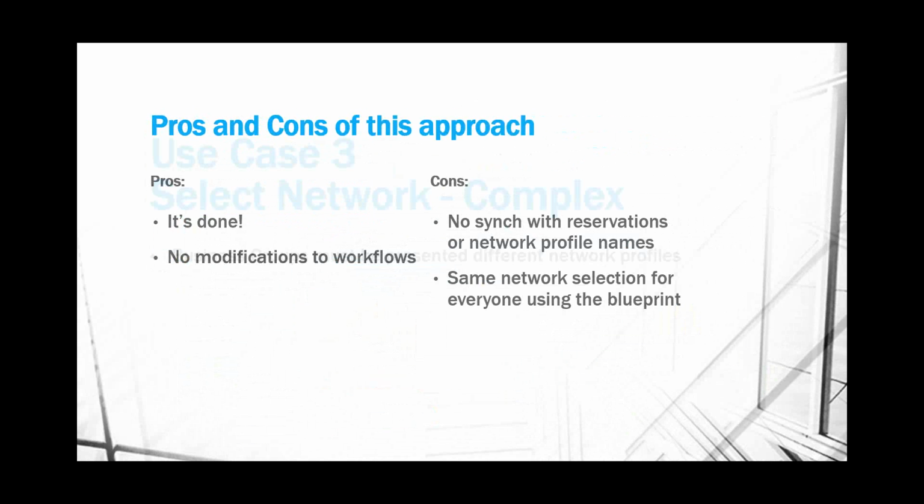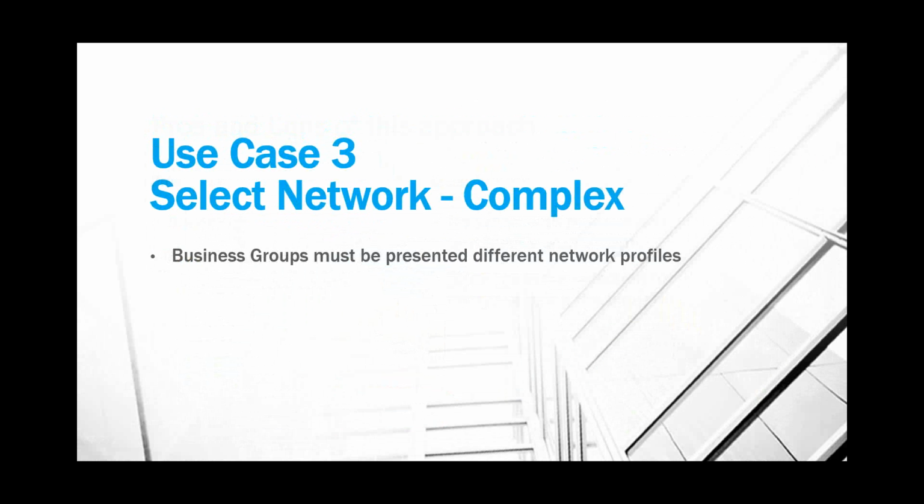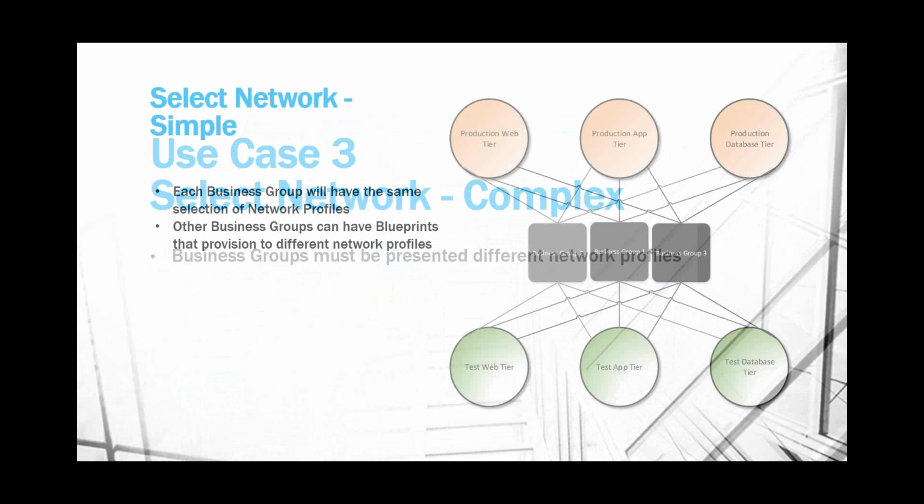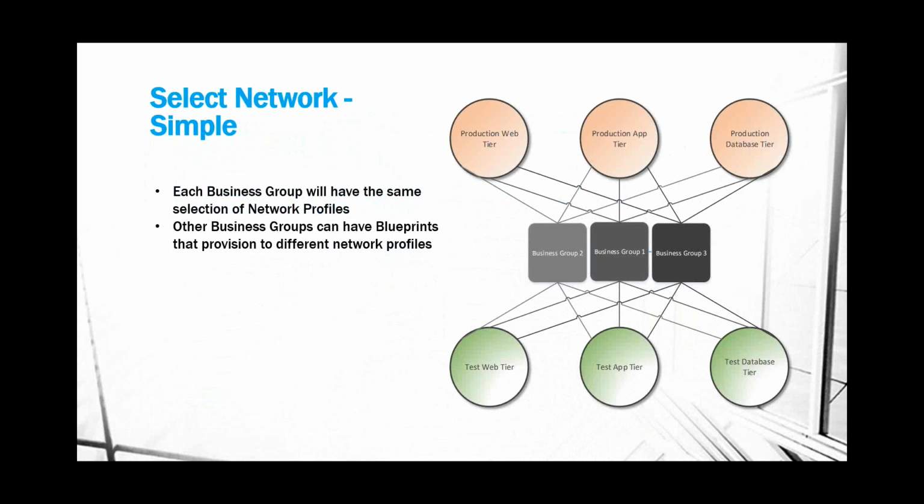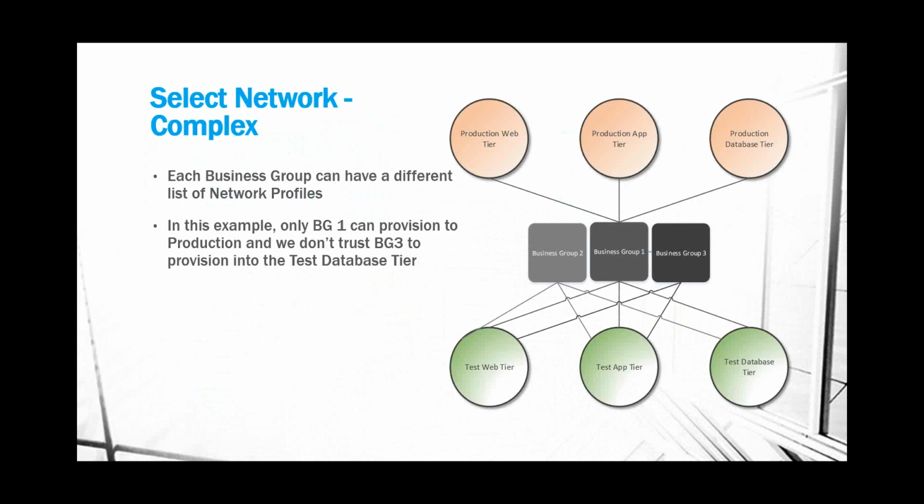So let's say that use case doesn't work for you and we need to go a little further with it. I have 3 business groups, and I trust one of them to provision to all 6 of my networks, no problem at all. The other business group, let's say we'll only let them provision to the test web and test app tier, and if everything works out for them, then business group 1 may be able to modify the number, whatever the case may be. And then the third business group, I'm okay with them, but I don't want to trust them to do anything in the database tier, just for argument's sake.